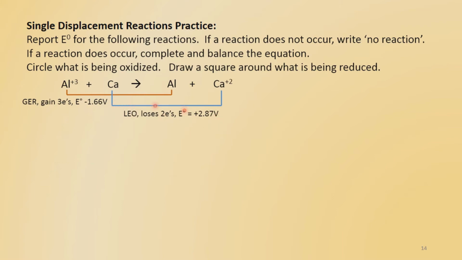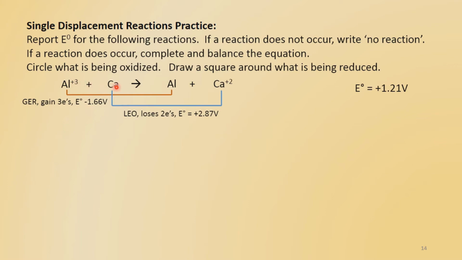If you add these two half reaction potentials together, the net is positive 1.21 volts. So in theory at least, that reaction is very favored. Now this equation may look to be balanced, but it's not. It's not balanced in terms of charge. Notice the charge on the right is +2. The charge on the left is +3.